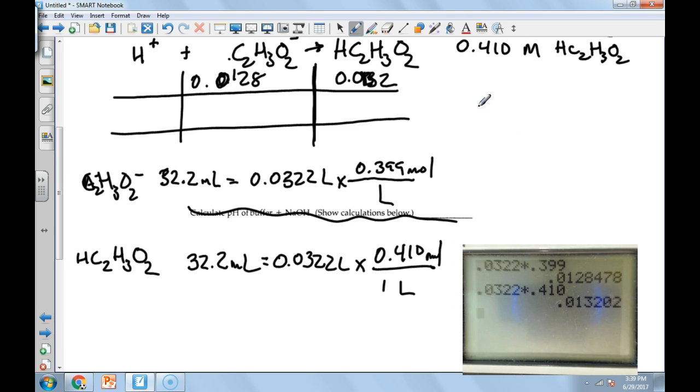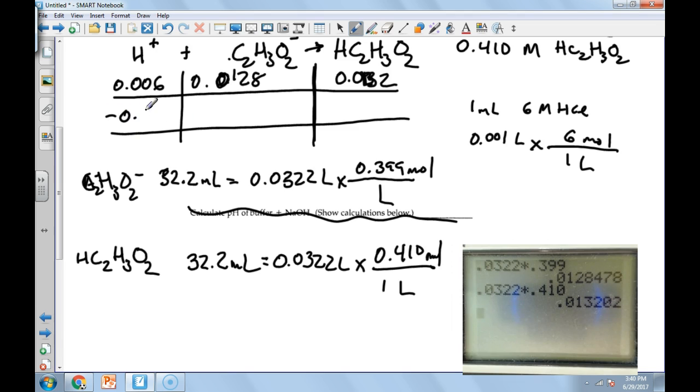Now we need to know how many moles of H plus we had. Well, for strong acids, we had 1 milliliter of 6 molar HCl. So that's 0.001 liter times 6 moles for every 1 liter. The math is a little easier on this one: 0.006. Because this is a stoichiometry ICE chart, we have to know which one's the limiting reactant. The limiting reactant is this one because it's present in the least amount. So this is going to be minus 0.006, and that's going to leave us with nothing left.